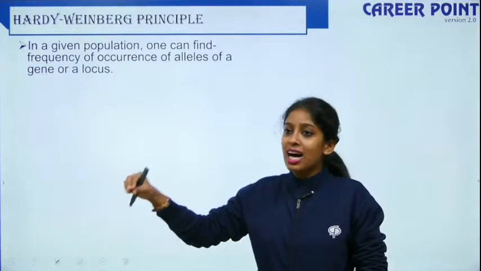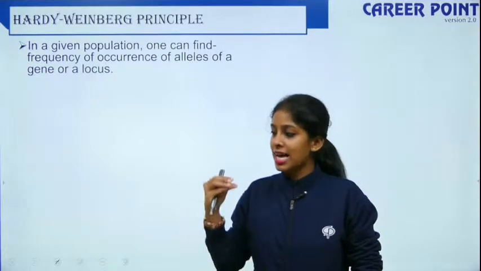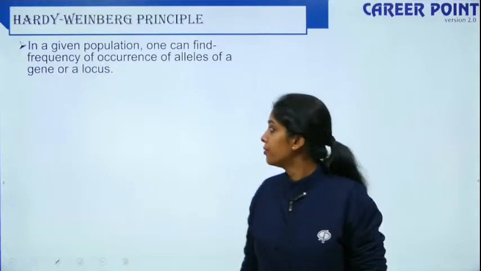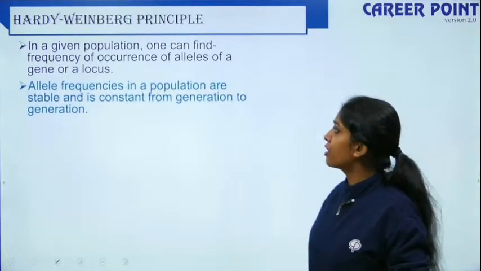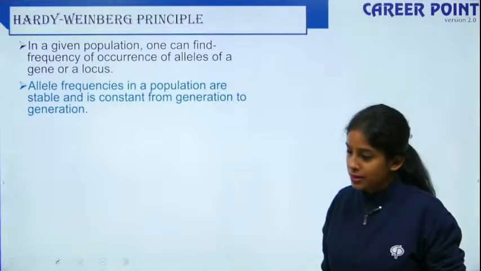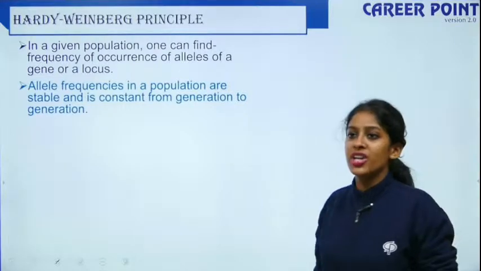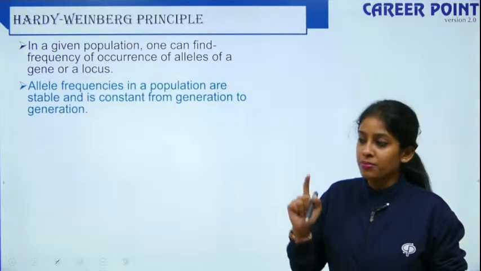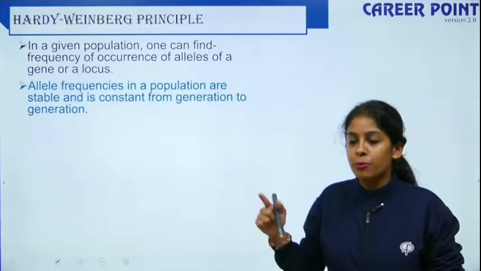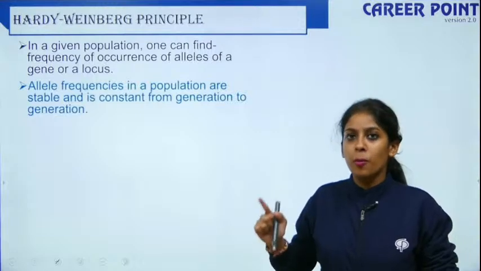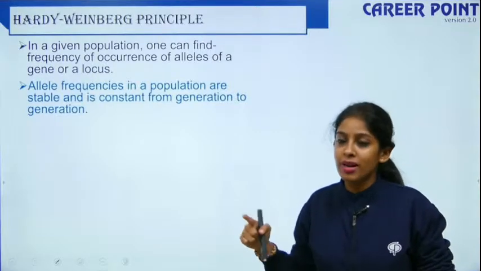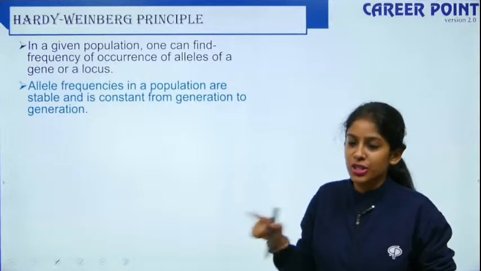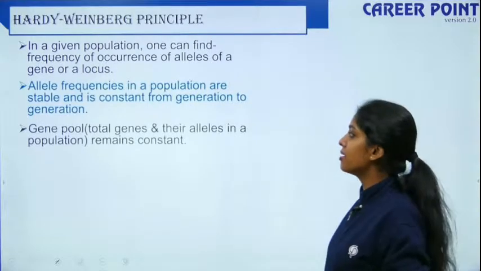Now you take the allele frequency of those genes and see if it's maintained constant generation after generation, right? So allele frequencies in a population are stable and constant from generation to generation. If I have 10,000 Indian population, they mate among themselves and produce offspring, then the allele frequency will remain stable, right? There will be no change because it is within the same population, living under the same environmental condition.